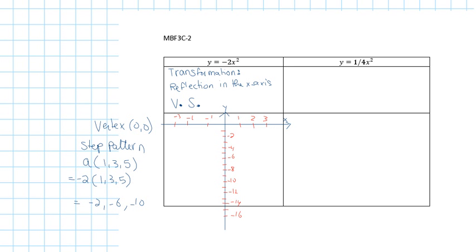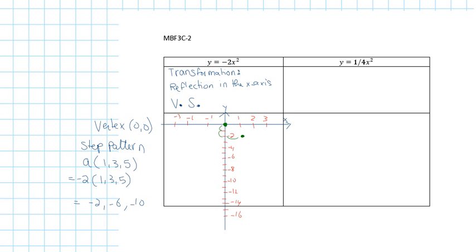Okay. My vertex is at 0, 0. I have to locate that vertex first. Okay? So I'm going to locate the vertex. And then I'm going to have to use the step pattern to find my next point. The step pattern says go down 2, because it's negative, over 1. It's also over 1. Okay? So I'm going to go down 1, 2, and over 1. So I'm going to be at this point right here. Okay? So down 1, 2, over 1.